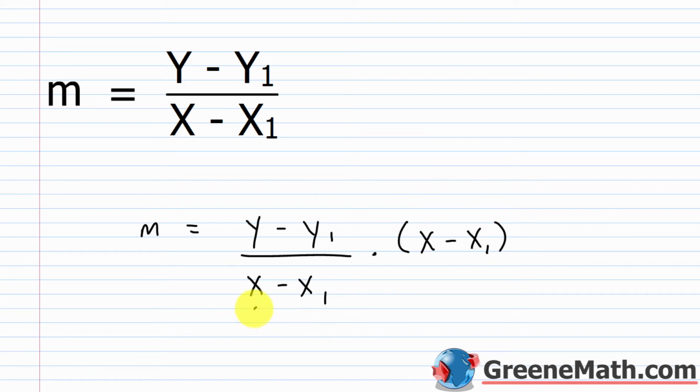And what's going to happen is this is going to cancel with this, right? It's the same thing divided by itself. So that's going to cancel out. And it's going to be over here, x minus x sub 1. Remember to use parentheses. So I can erase this at this point.